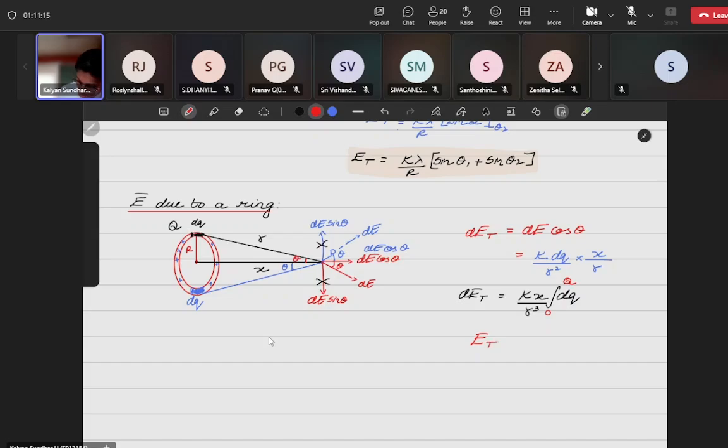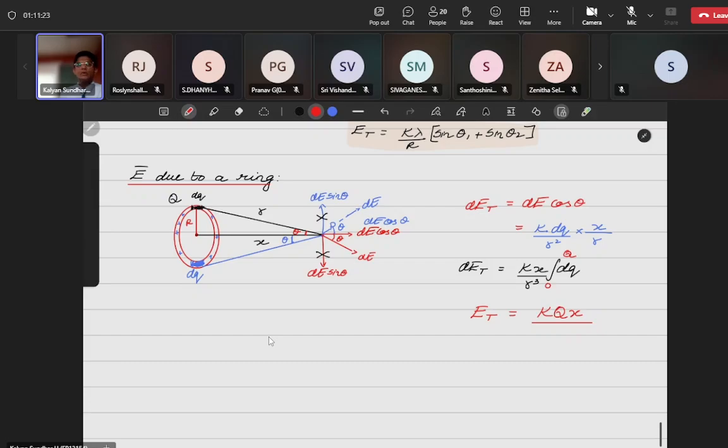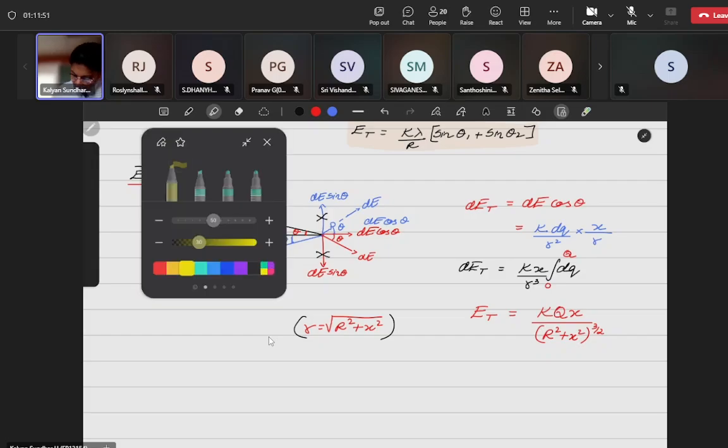E total will be equal to k q x divided by small r cube. Right? அந்த small r கொடுத்திருக்க மாட்டாங்க. We know only the radius of the ring and the distance from center of the ring to that point. So this will be of r square plus x square whole power 3/2. Right? இந்த small r என்பது from the root of x. So the small r will be r square plus x square under the root. So r cube ன்னு வரும்போது 3/2. So this is an electric field due to a ring at a certain point.